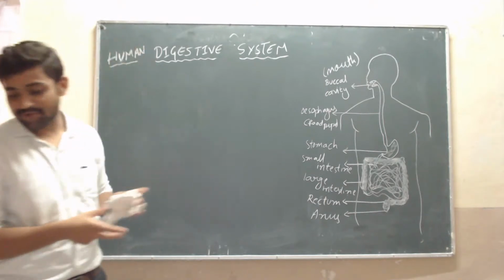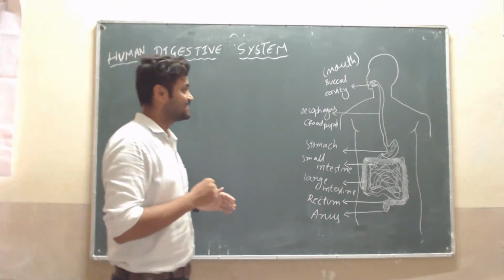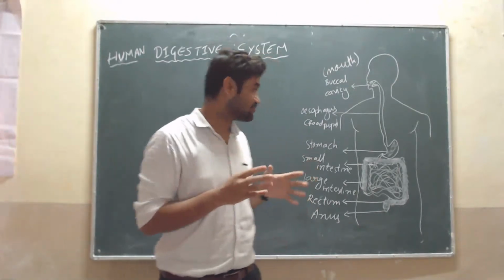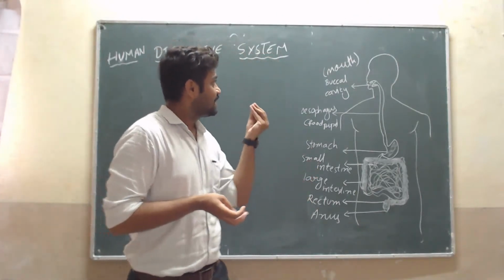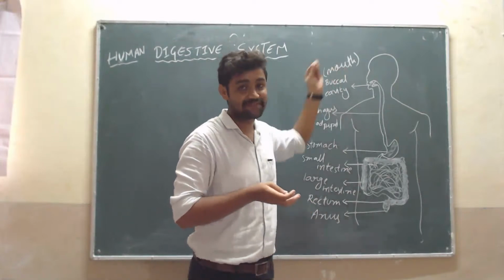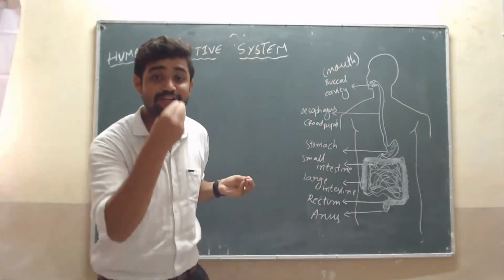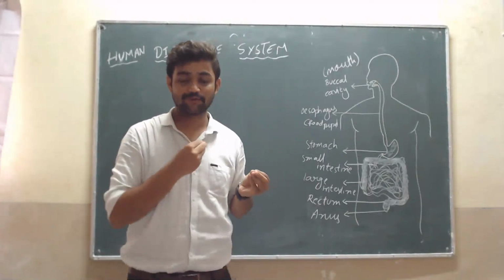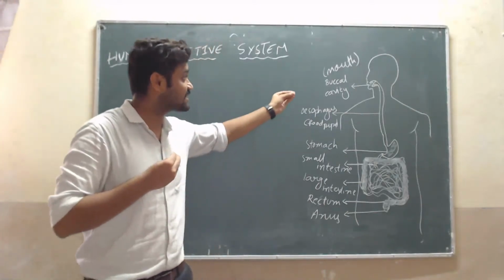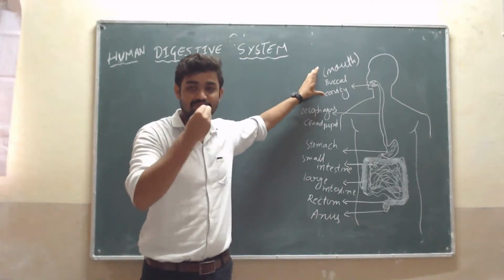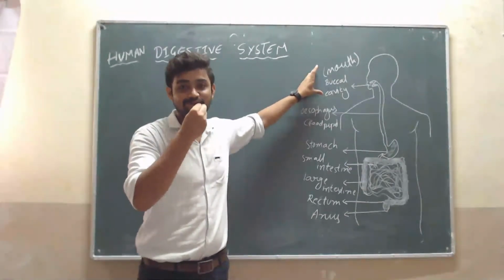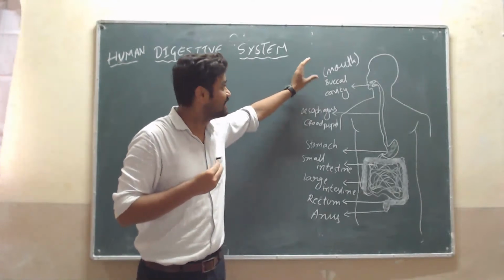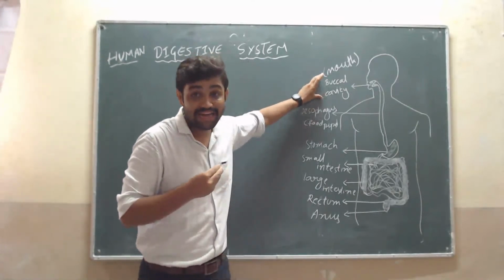Let's see how the food is digested in a human being. Sir, how is the food we eat digested? We have to see that. First, I will start with the mouth. Why, sir? Because food is taken in through our mouth. Food we consume through the mouth, that means it starts at the mouth only. The mouth is also called the buccal cavity.